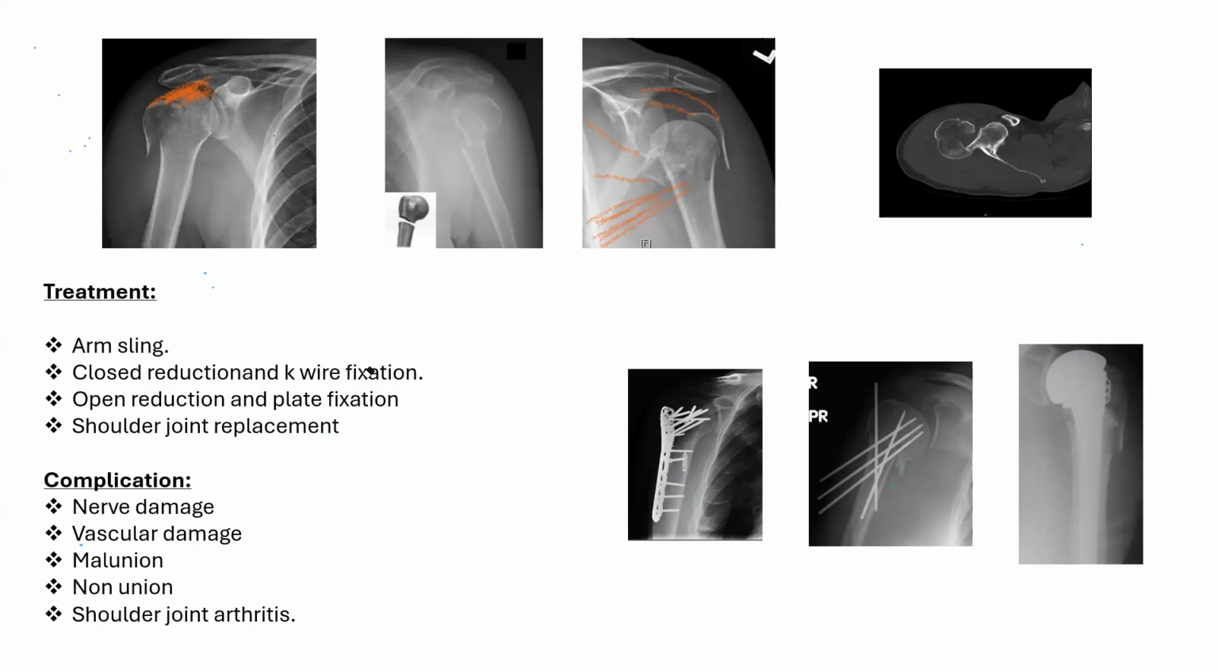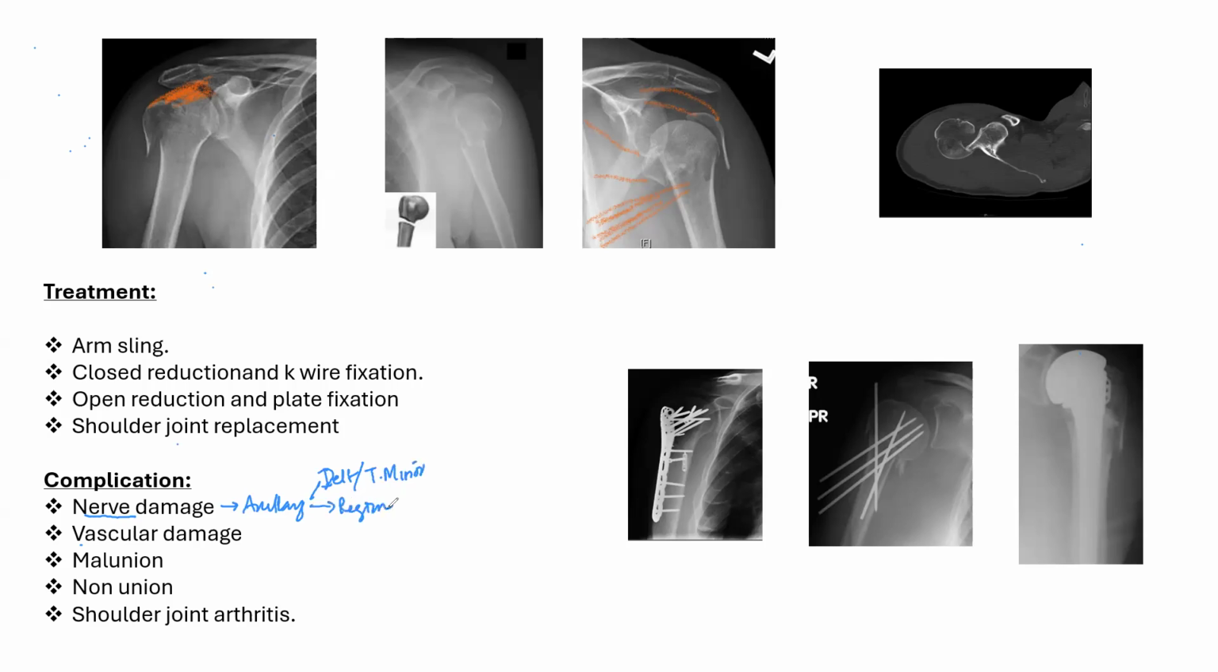So what are the complications of proximal humerus fracture? Nerve damage. What is the common nerve? As I told, the axillary nerve. The axillary nerve supplies the deltoid and teres minor and the regimental badge area.